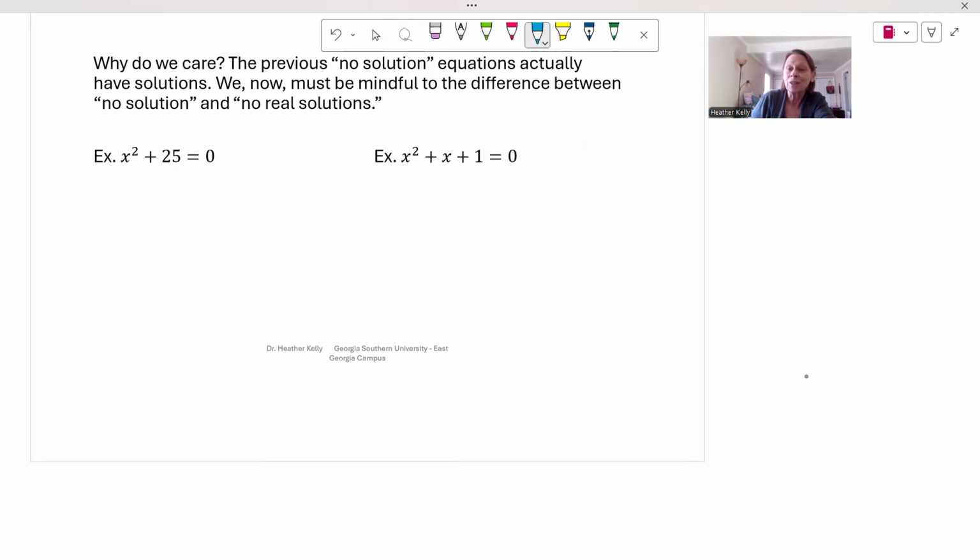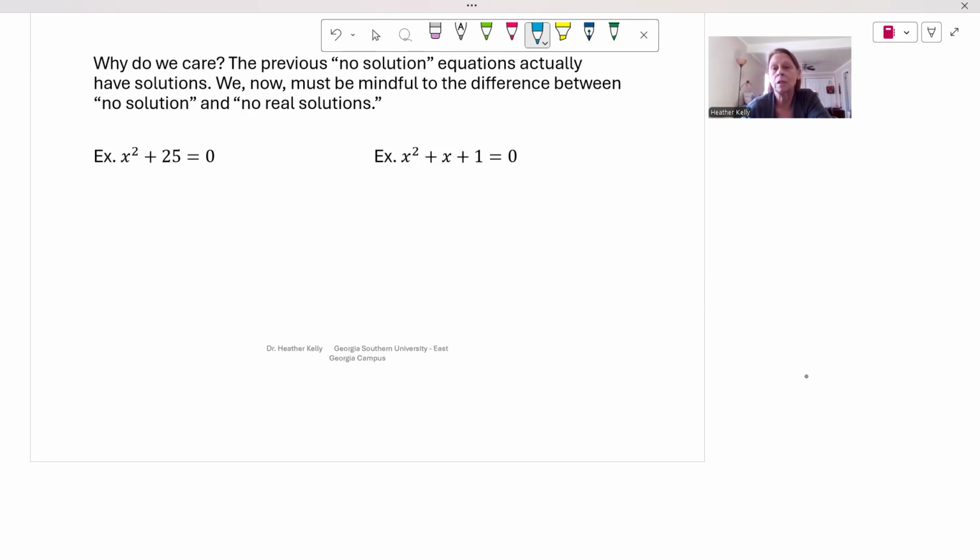So traditionally, x squared plus 25 has been no solution, right? You cannot do the sum of squares, right? The sum of squares is no solution, but that's not true. There's actually solutions. They're just complex solutions.